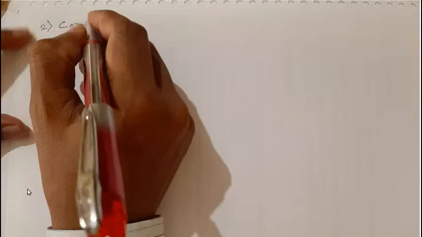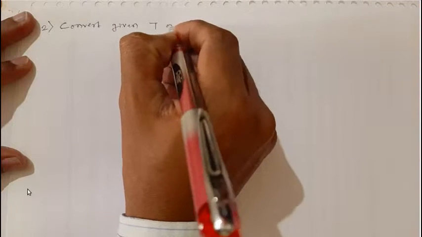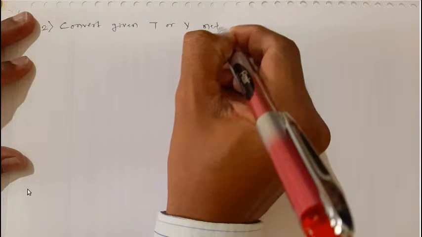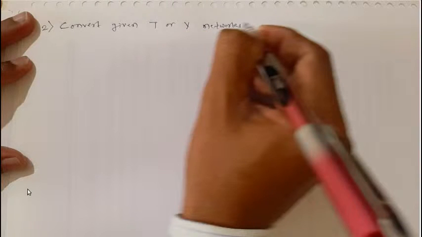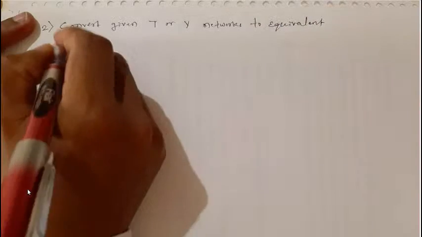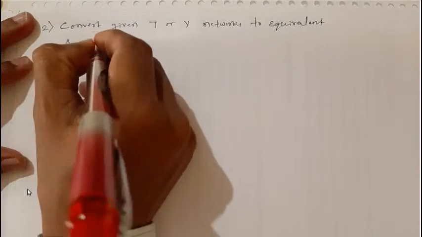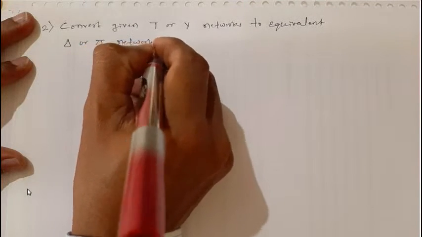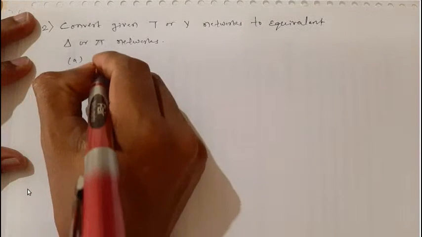If at all you want a statement, I'll write: convert given T or Y networks to equivalent delta or pi networks, both one and the same. So with the first one, I'll consider a T network.